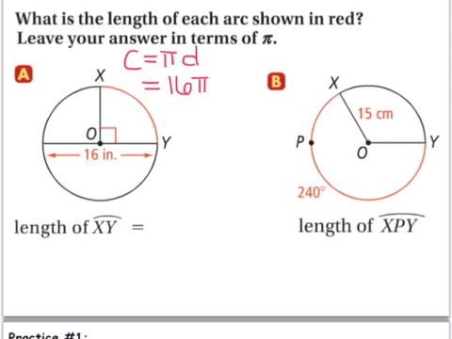Now, we need to find the arc length of arc XY, which is 1/4 of the circle. So we could simply multiply this piece by 1/4. So 1/4 of 16 pi will leave you with 4 pi. So the arc length is 4 pi, and the unit here is inches.